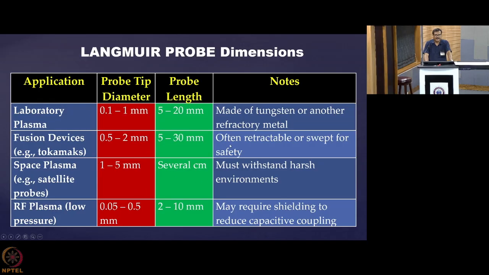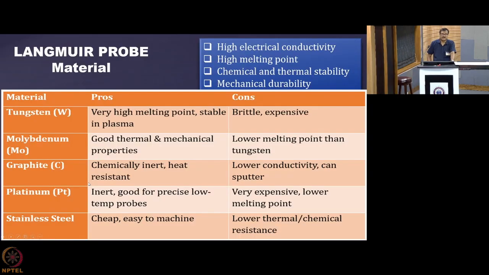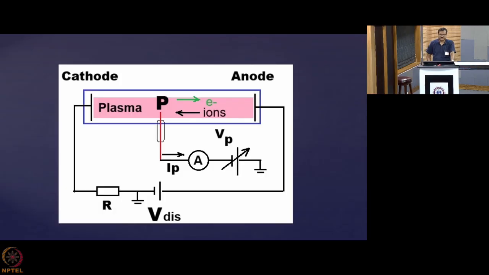And the materials which have been used there, many materials have been tried: tungsten, molybdenum, graphite, platinum, stainless steels. Each of them has some pros and some cons. I have listed it over there. So what basically you require is that the material should have high electrical conductivity, high melting point, chemical and thermal stability and mechanical durability. So these are the characteristics that you require for the Langmuir probe material.